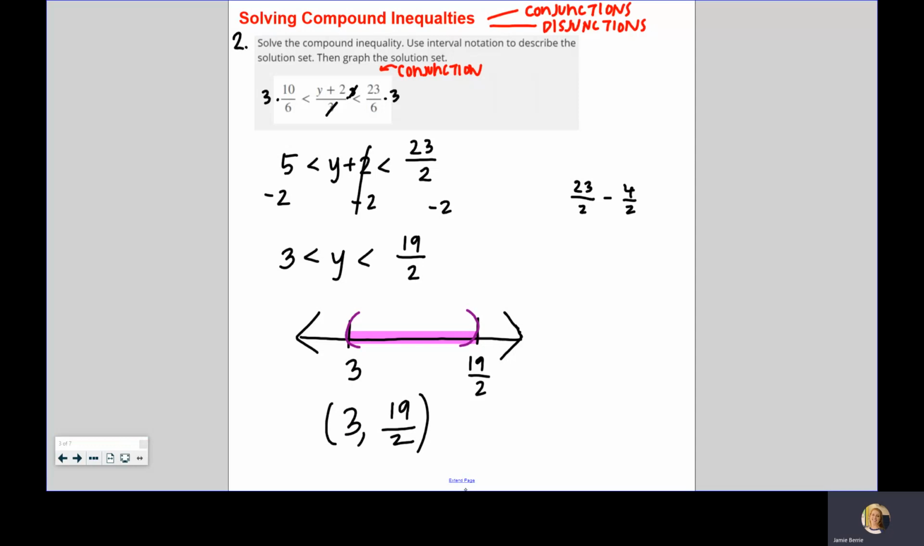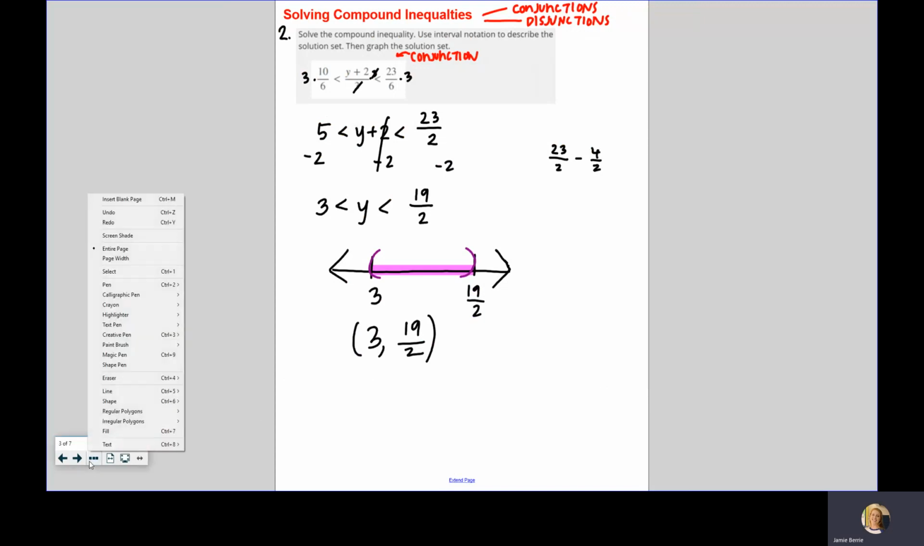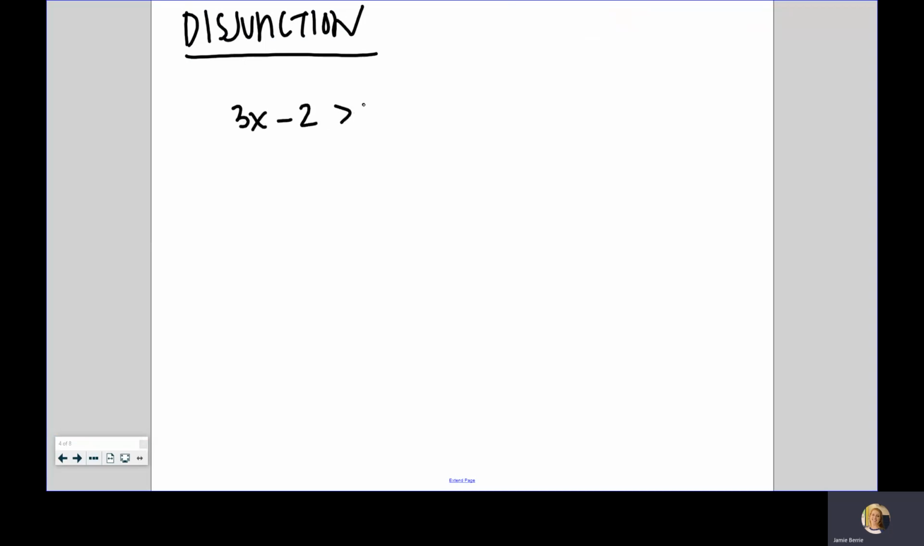All right, so let me show you what a disjunction would look like. Actually, let me do a blank page, because otherwise it's going to get all cramped in there. So here's an example of a disjunction. I'm just making this one up. Let's say 3x minus 2 is greater than 0, or 5x plus 7 is greater than 0. Actually, let's make that a different number. Let's make it 9 over here. Whoa.